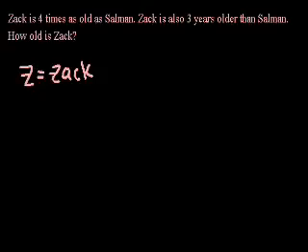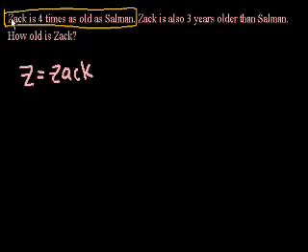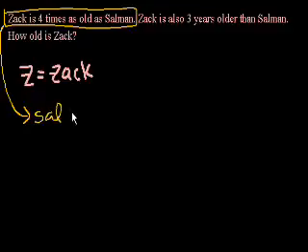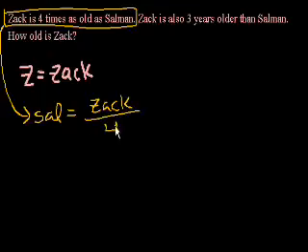It says Zach is 4 times as old as Salman. Now I'm going to go with the thin one. I don't like how big and fat this is. So if Zach is Z, this first sentence, let me circle it: Zach is 4 times as old as Salman. So that means that Sal is equal to Zach divided by 4. Or, well, I guess we could just leave it like that.